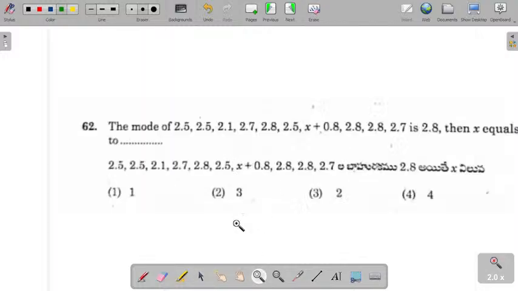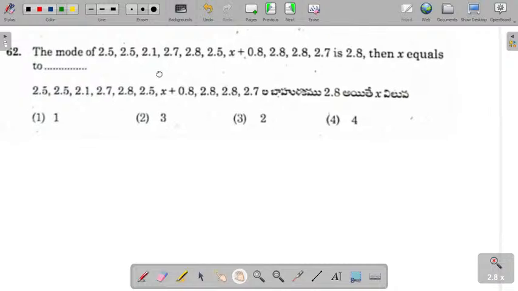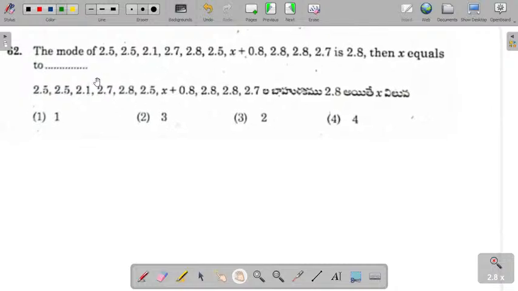So let us magnify it now. Try to read the question, right? The mode of 2.5, 2.5, 2.1, 2.7, 2.8, 2.5, x plus 0.8, 2.8, 2.8, 2.7 is 2.8. Then we need to find x. So the mode of the given data is 2.8, and we are asked to find the missing value, that is, the unknown value x.